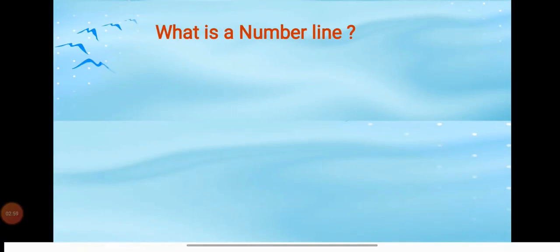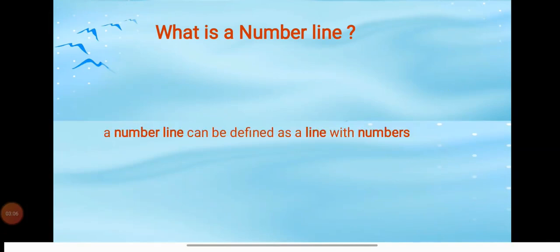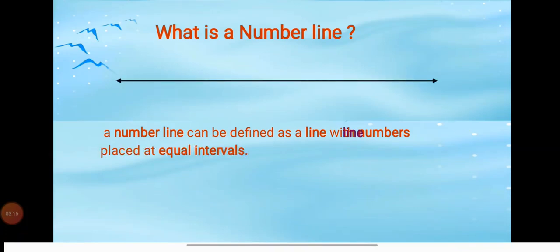I will make you understand this concept with an example. But before that, let us see what is a number line. A number line can be defined as a line with numbers. So there is a straight line which has numbers which are placed at equal intervals.